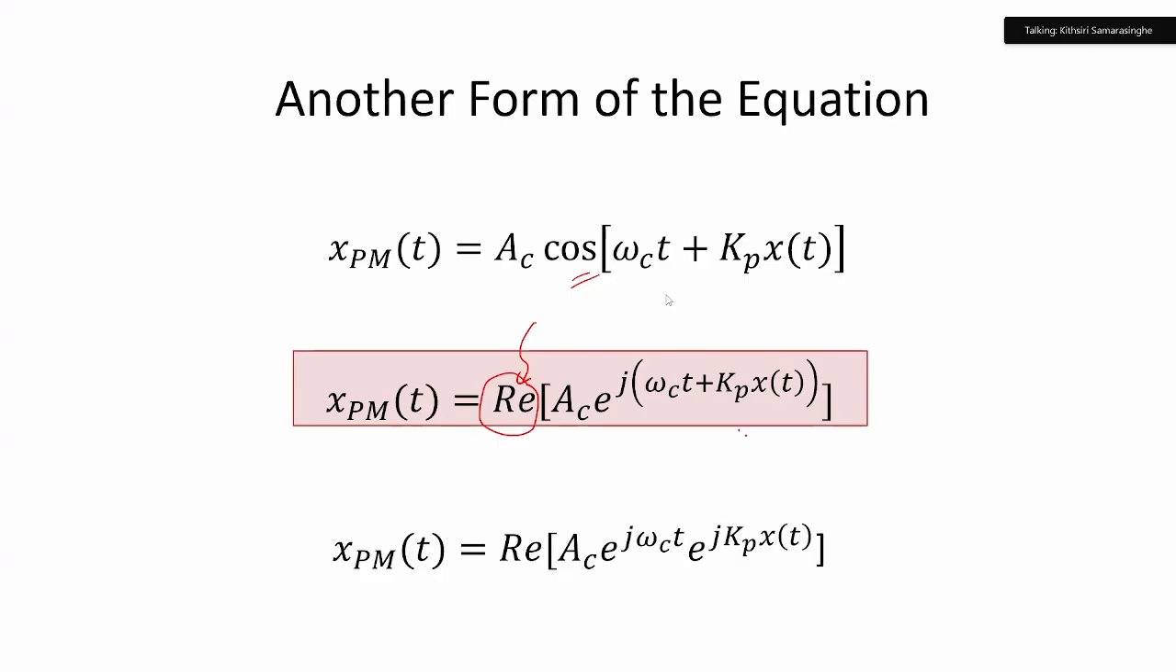Which shows the carrier component here multiplied by the component resulting from the modulation. This stands for the real part. Well, that's just another form only. Right?